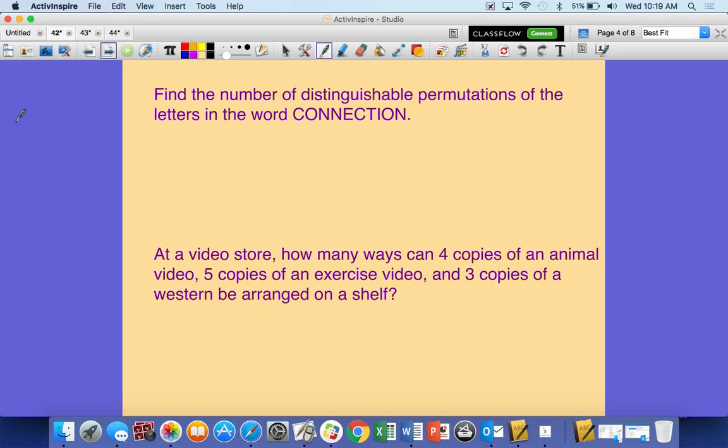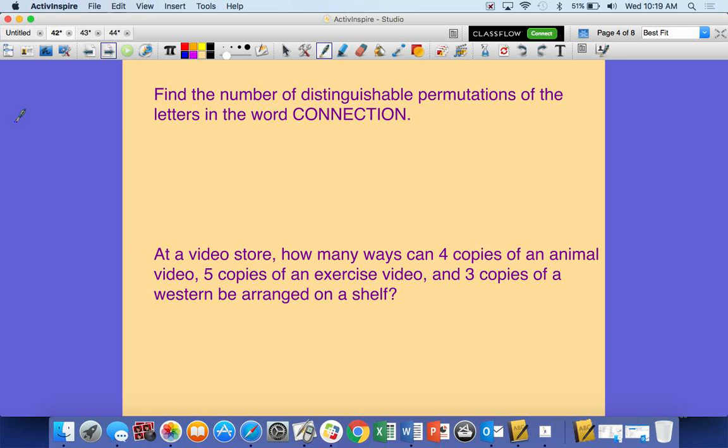Find the number of distinguishable permutations of the letters in the word connection. Now, distinguishable means that we have something a little bit different here. Distinguishable means if I switch these letters around, the word has to be different.